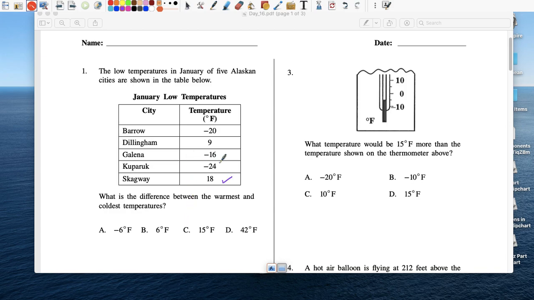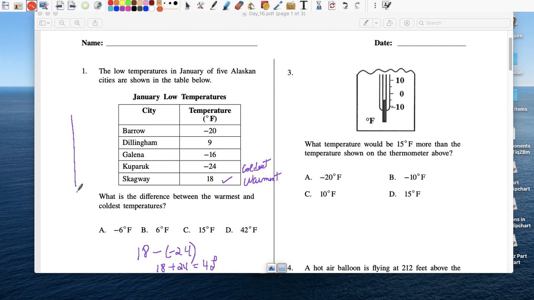And the coldest one would be the furthest left on the number line, which is this one. What's the difference between the warmest and the coldest? Well, 18 minus negative 24, which is 18 plus 24, we get 42 degrees.